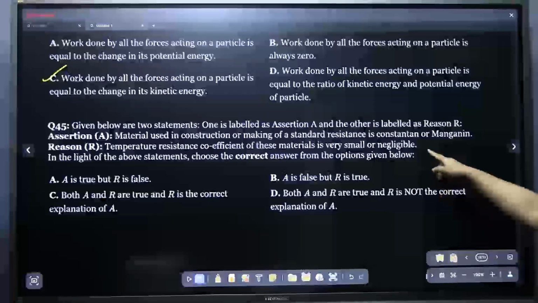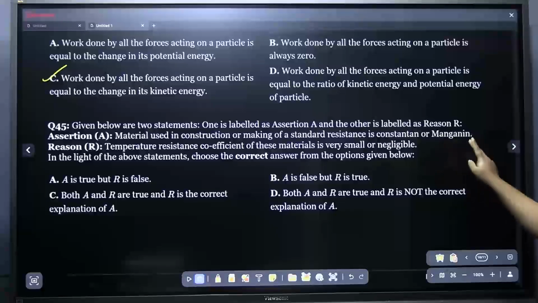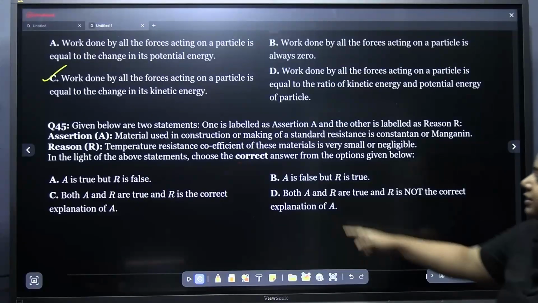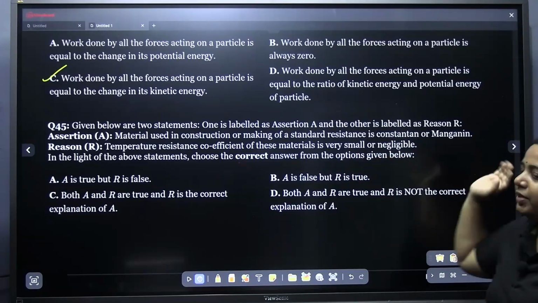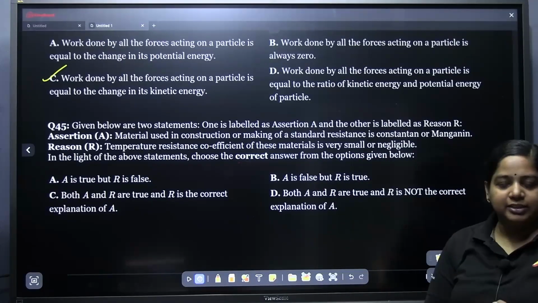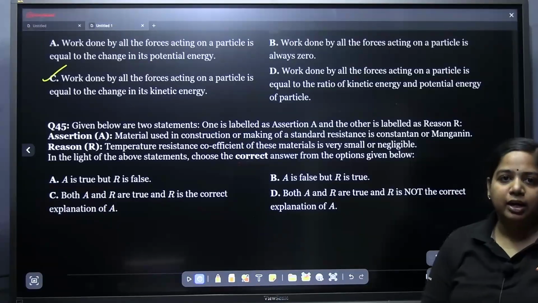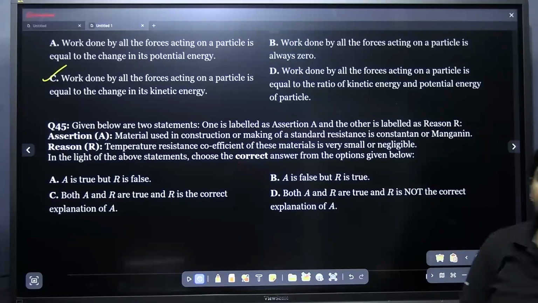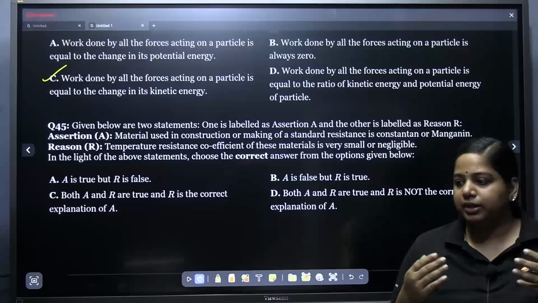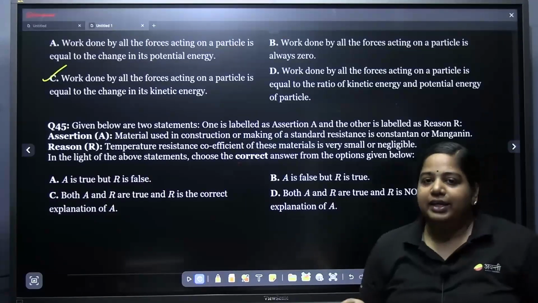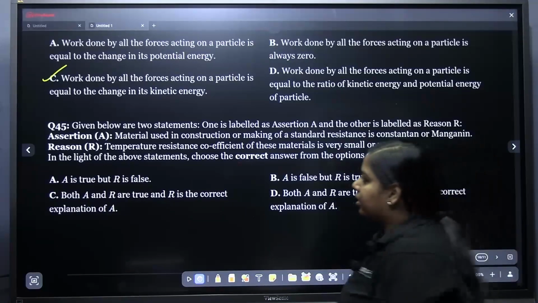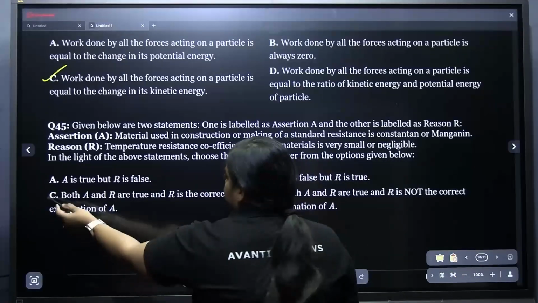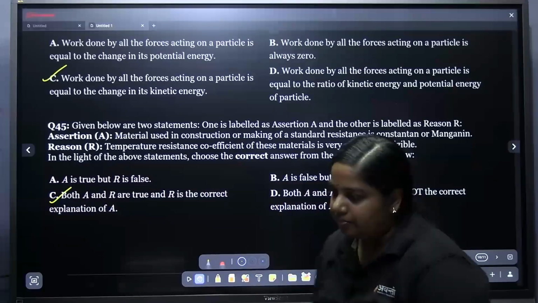The materials used in the construction of standard resistors are constantan and manganese. The temperature coefficient of resistance of these materials is very small or negligible. The assertion is correct and the reason is the right reason for it, because we need something that won't change its resistance easily. So option C is the answer.